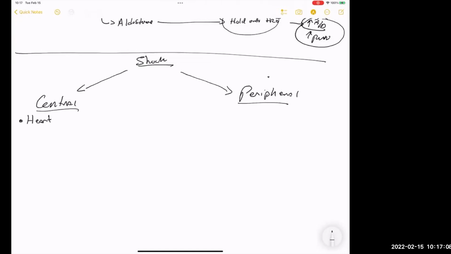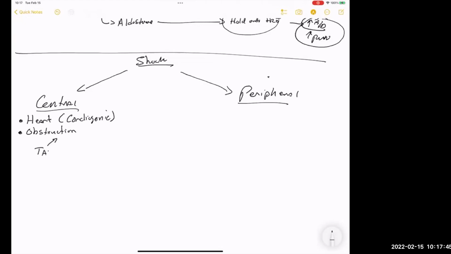All right. Or think of this as an obstruction. All right, an obstruction of perfusion. So cardiogenic shock and obstructive shock are the major examples of central. And obstructive shock tends to be due to things like tamponade.